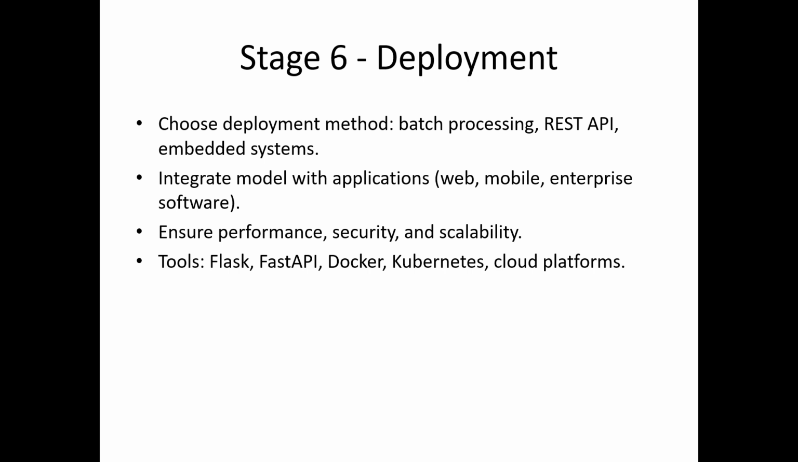Stage 6 refers to the deployment of a model. Once you assess your model as very successful, then we have to deploy the successful model to the client side. Choose a deployment method, either batch processing, REST API, or any kind of embedded system. We also integrate the model with applications, from websites to mobile applications or enterprise software. Ensure performance, security, and scalability. This is called deployment.